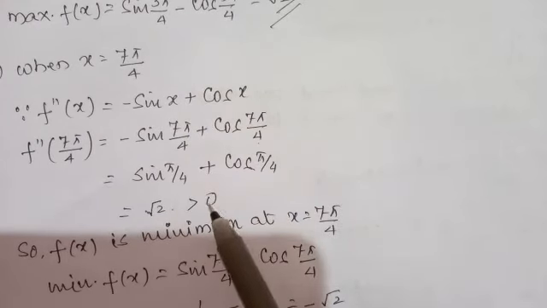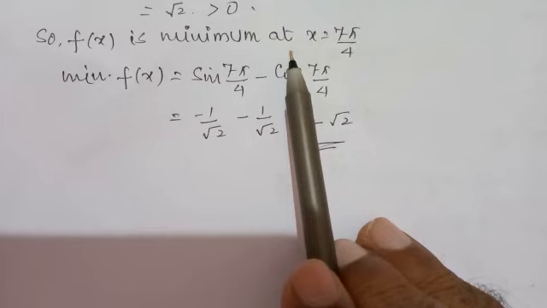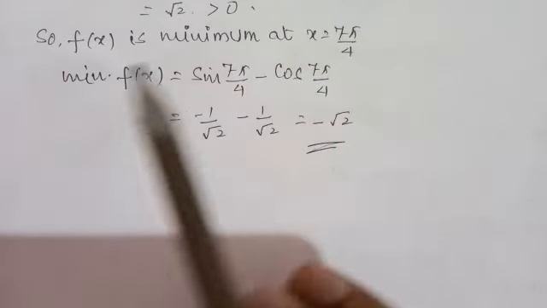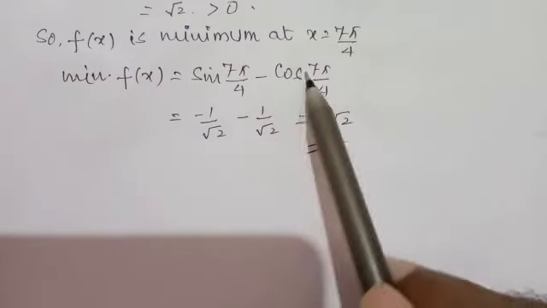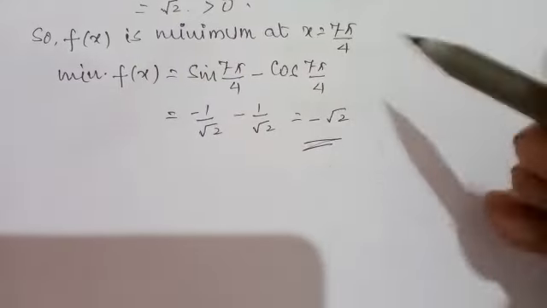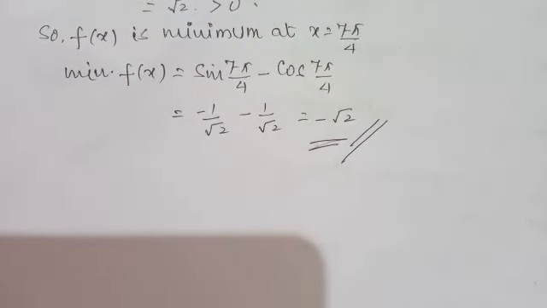Again root 2 is positive, greater than 0, so f(x) will be minimum at x is equal to 7 pi by 4. For the minimum of f(x), calculate sin 7 pi by 4 minus cos 7 pi by 4, which is minus root 2. So children, in this way we will calculate the different maximum and minimum values of the given function.